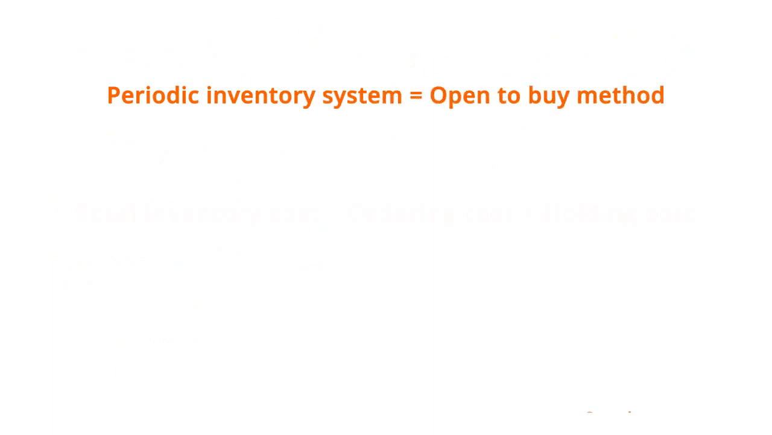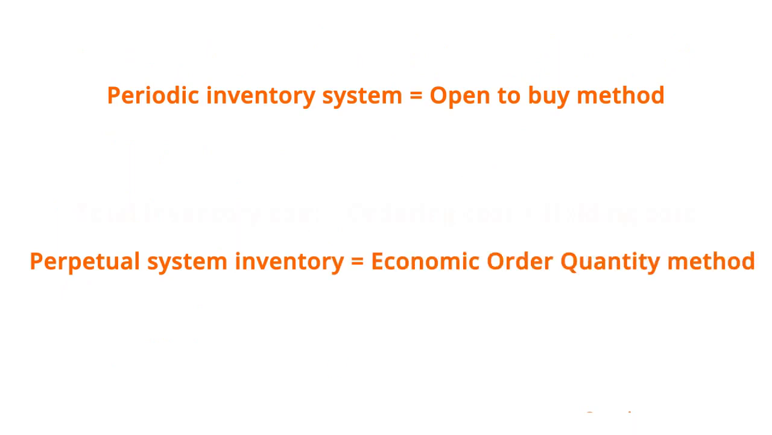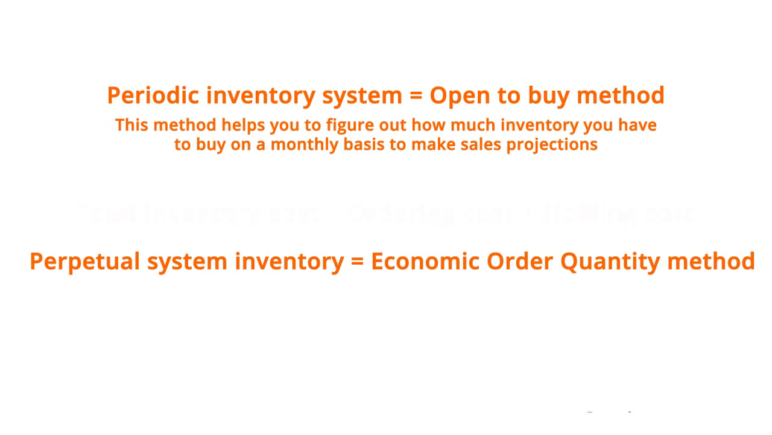For the periodic inventory system, it is the open to buy method, and for the perpetual inventory system, it's called the economic order quantity method. So what is an open to buy method? An open to buy method is an inventory management tool that helps you as an SME figure out how much inventory you need to buy on a monthly basis to meet your sales projections. The goal of the open to buy method is not to keep you from buying. Rather, the goal is to ensure the correct inventory level so you do not have too much or too little inventory.